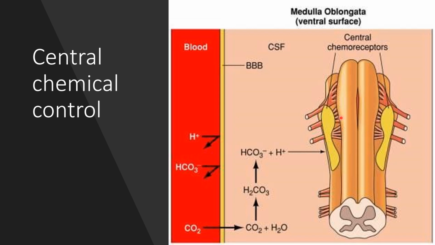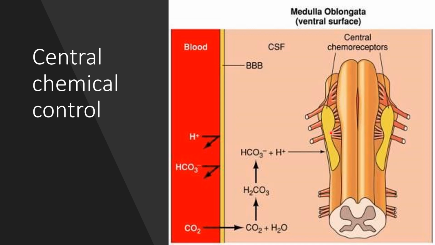Carbon dioxide, because it is very soluble, readily crosses the blood-brain barrier, and after entering the CSF, in the presence of carbonic anhydrase, carbon dioxide and water form carbonic acid, and the carbonic acid then goes to bicarbonate and H+ ion. This H+ ion is the main stimulator for the central chemoreceptors, and after getting stimulated, the central chemoreceptor gives impulses to the DRG and the VRG.